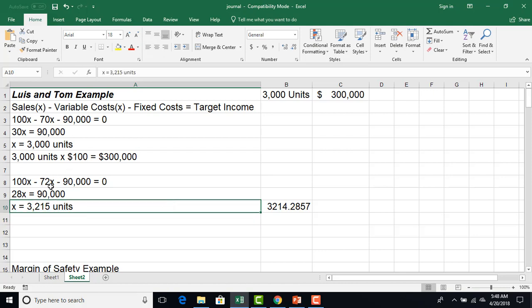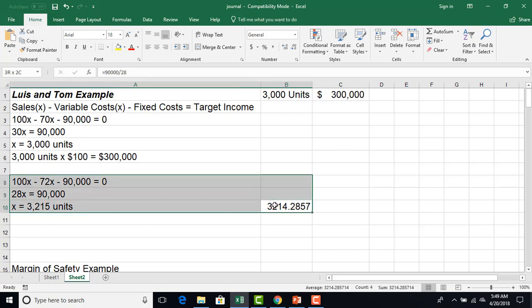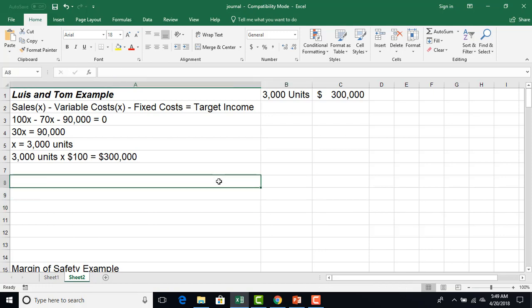Because I had just that small $2 increase in variable costs, check out what happened to my break-even point. It went from 3,000 units all the way up to 3,215 units. So I have to sell an additional 215 units to be able to break even, just because that variable cost went up by just that $2 right there. We can look at one more example.